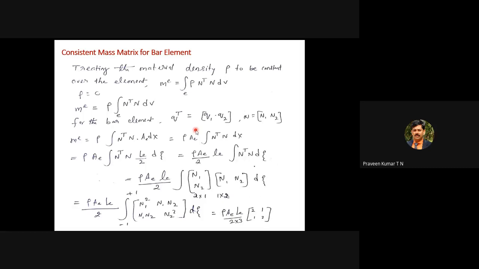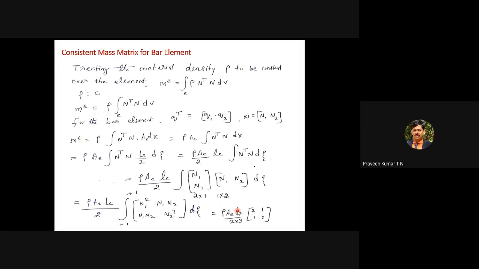Already we have written the formula for N1 and N2. Then after substituting everything, we finally end with the mass matrix for the bar element, given by rho A L divided by 6 into [2 1; 1 2]. That is the final formula you have to remember, because as per your syllabus you have to study the problems on bars.